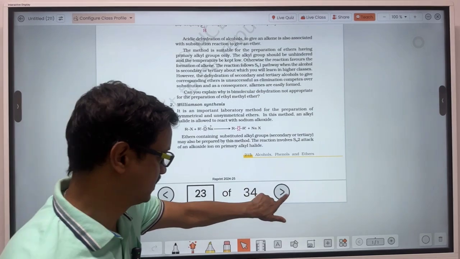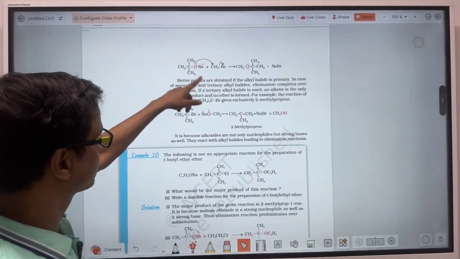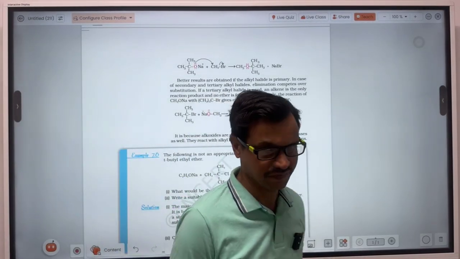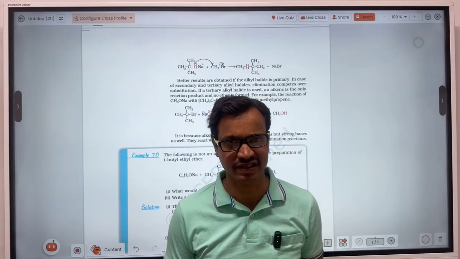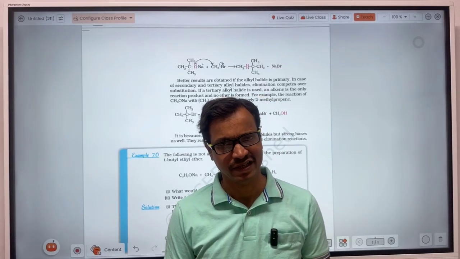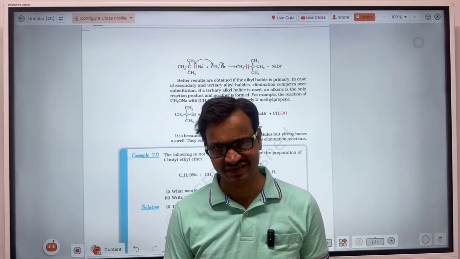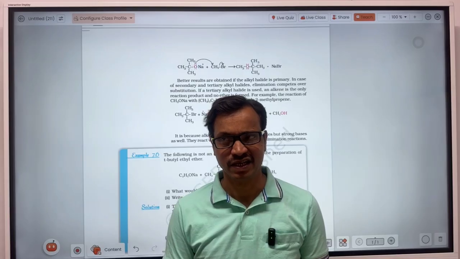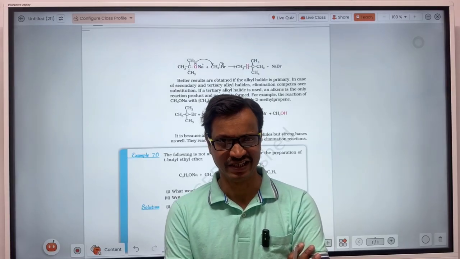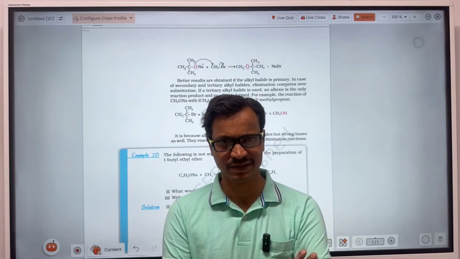One important point here which is frequently asked in the examination: when you have to prepare an ether in which one side there is a primary alkyl group and on the other side there is a tertiary alkyl group, then you have to decide whether to take the halide of the primary alkyl group or of the tertiary alkyl group. That point is very important. That's frequently asked in the examination.